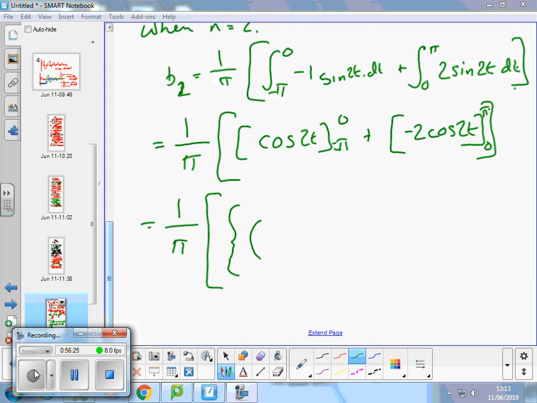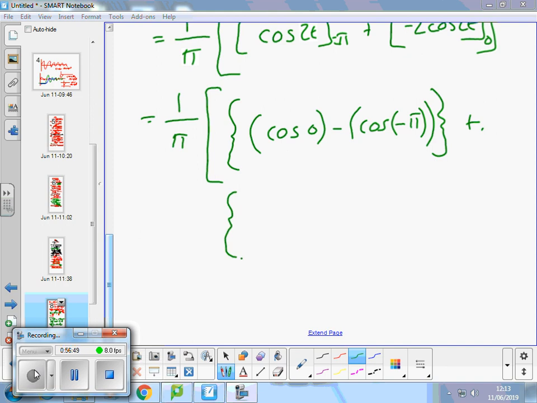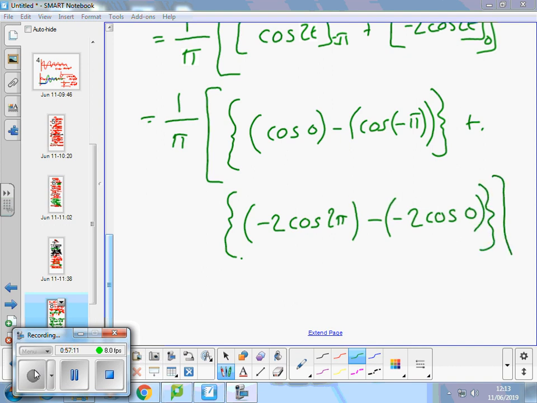Expand. We've got cosine of 0 minus cosine of minus pi, plus curly brackets, minus 2 cos 2 pi minus minus 2 cos 0. Yep.